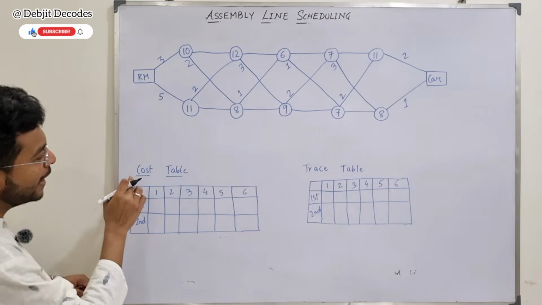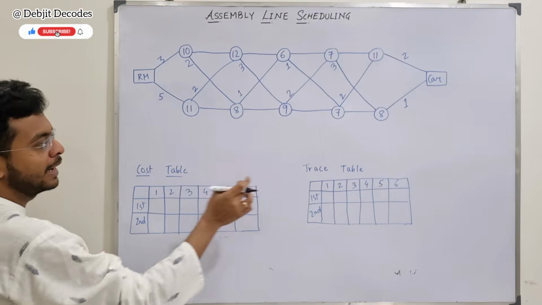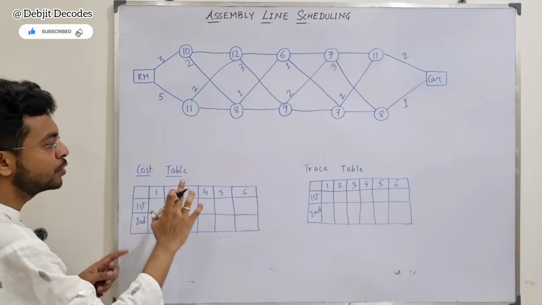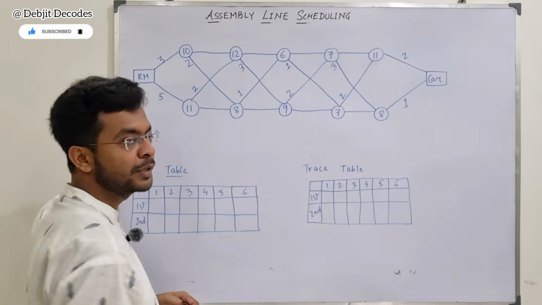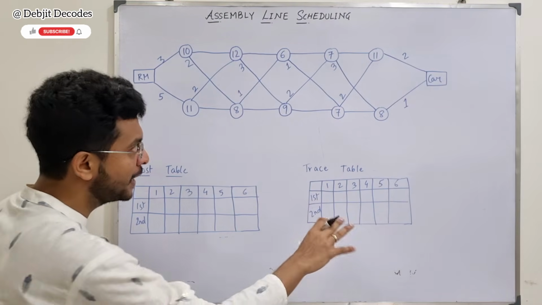As you can see, we will be having two tables. One is the cost table, another is the tracing table. This will be used to store all the costs to find out the minimum cost, and this would be used for tracing the actual path. I will be coming to them one by one.